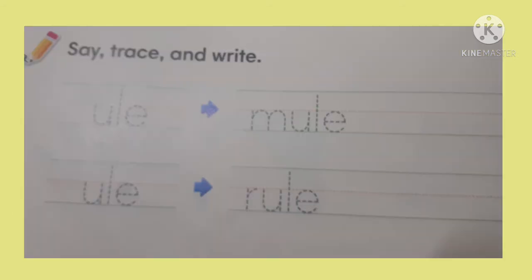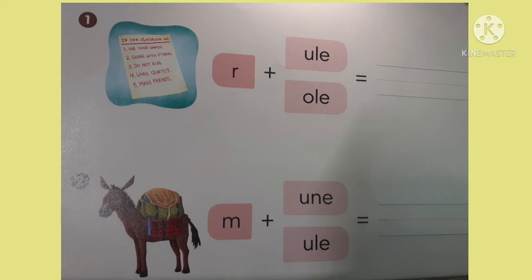On the lower part of page 70, say, trace, and write. Please don't forget to give a space before you write a word. On page 71, read, circle, and write. Number 1, rule, rule. Number 2, mule, mule.